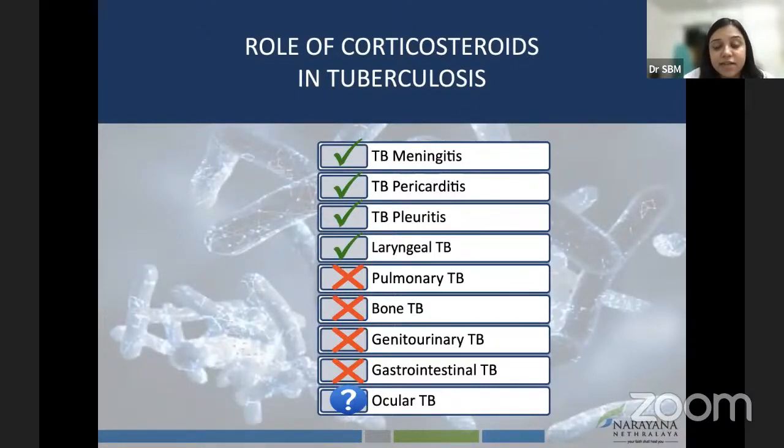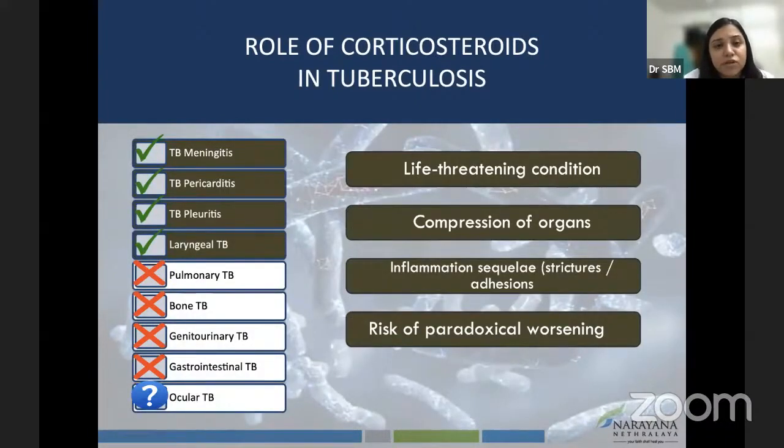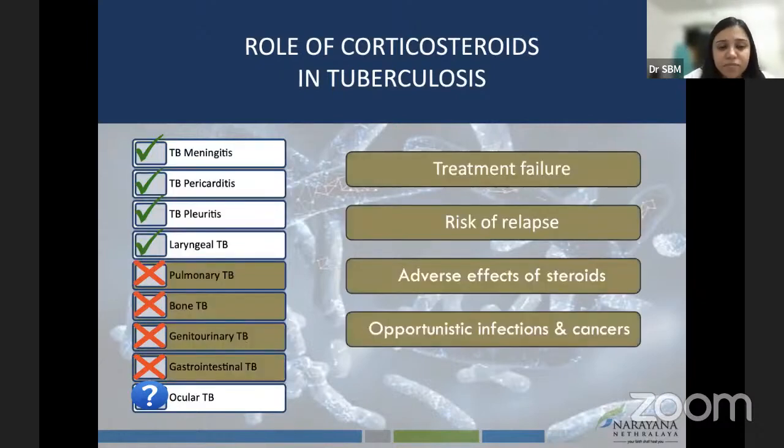In fact, it is there in the treatment guidelines of only some of the manifestations, while it is contraindicated in others. So the role of corticosteroids, as we understand, I'm trying to correlate it systemically, is given for life-threatening conditions when there is a fear of compressive effect on the vital organs due to inflammatory edema, or prolonged inflammation can lead to sequelae formation like strictures and adhesions, or when there's a risk of paradoxical worsening.